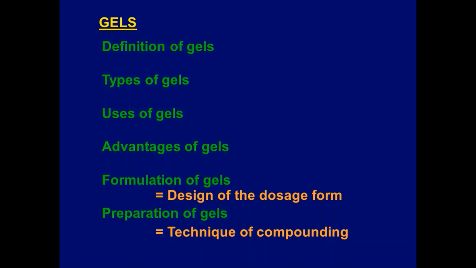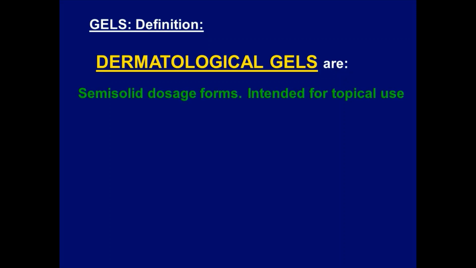First, the definition of gel. As usual, dermatological gels are semi-solid dosage forms intended for topical use, as are all the four forms we will study under the title semi-solids. So, dermatological gels are semi-solid dosage forms intended for topical use. So, what is the characteristic composition of gels?